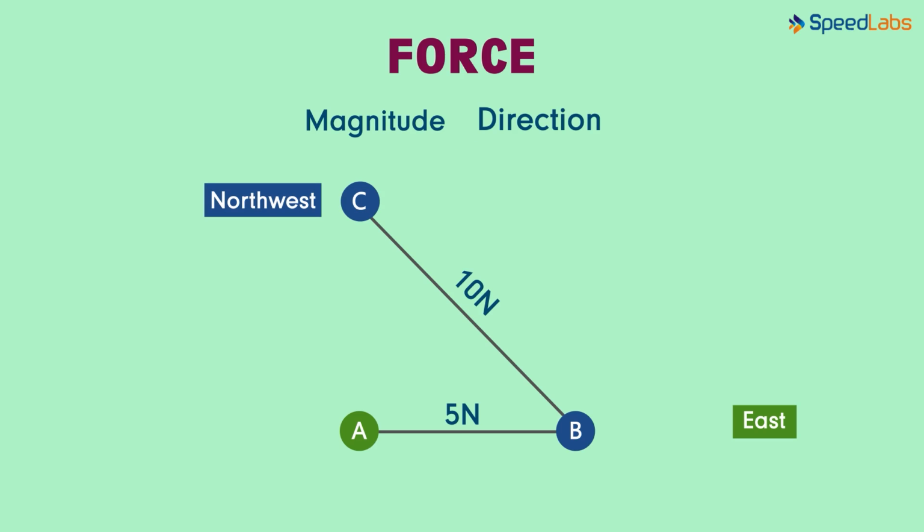The person applied a force of magnitude 5 newtons in the east direction first, and later he applied a force of magnitude 10 newtons in the northwest direction. While talking about force, we have to specify both the direction in which the force is acting as well as the magnitude. The magnitude is nothing but the measure of the force being applied.